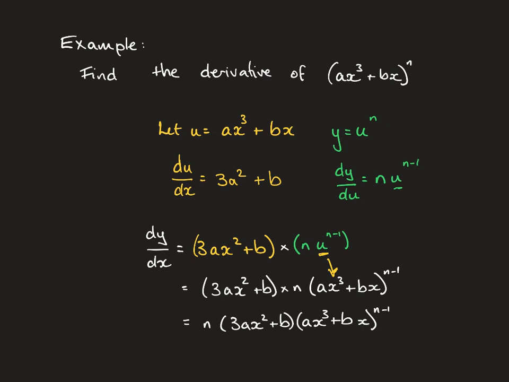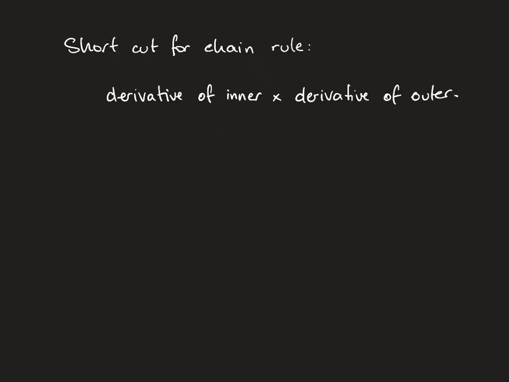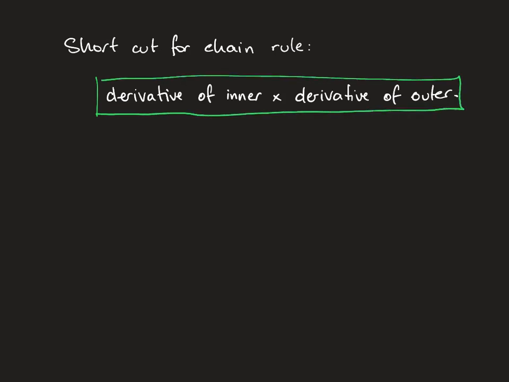Now, let me show you the shortcut. So the shortcut for the chain rule is that you find the derivative of the inner and you times it by the derivative of the outer. Let's do an example. So y is equal to, here's our inner function and here is our outer function.